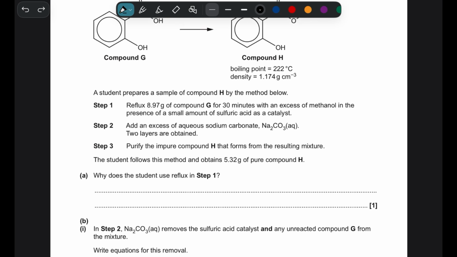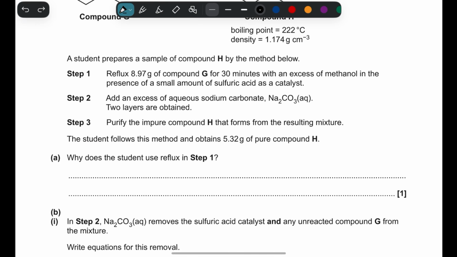Cool. Now, why does this use reflux in step 1? So whenever you're doing reflux, it's literally just the same thing. It prevents heat loss by evaporation.